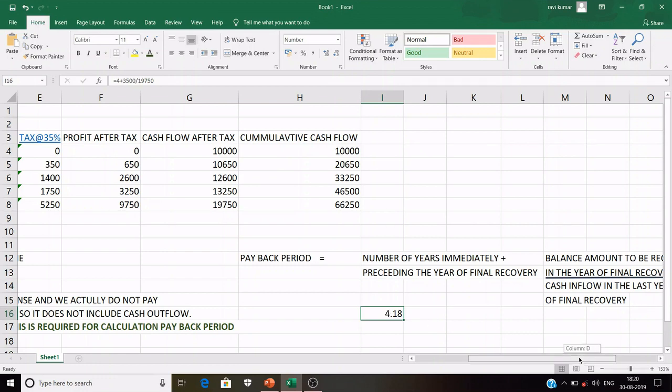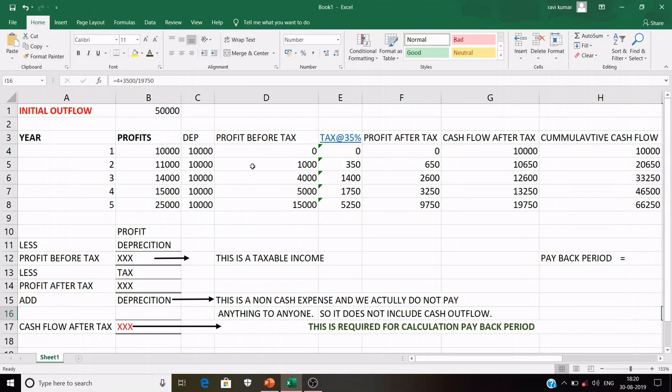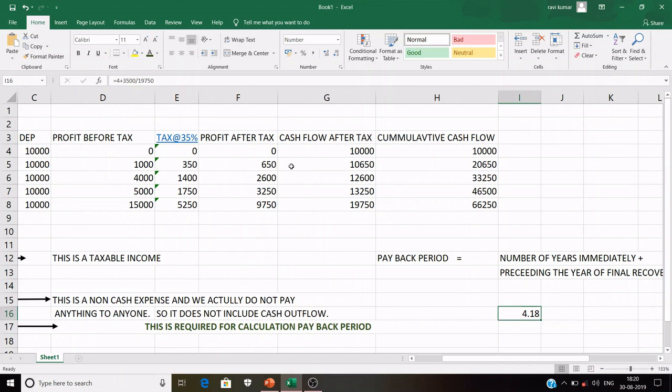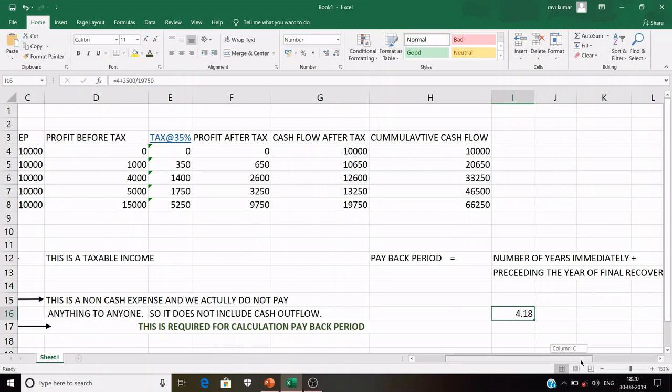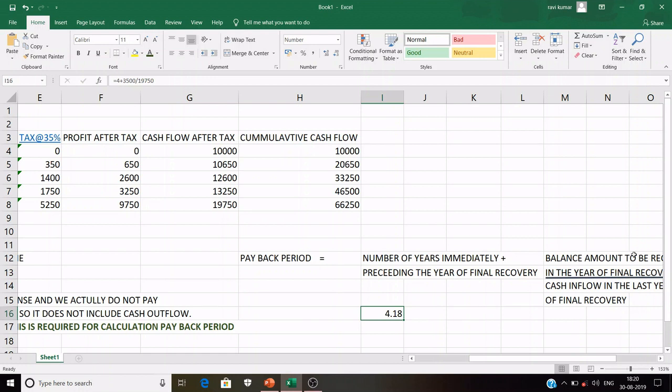So I hope you have understood this question, that in this question we had profit, and because we cannot calculate payback period through profit, that's why I calculated cash flow after tax through this method. Like first of all deduct depreciation, then tax, then add depreciation again, then you get cash flow after tax. So I follow the whole process, that I get cash flow after tax, then again I calculate cumulative cash flows, then I use this formula of number of years and balance amount and cash inflow. Then I get 4.18 years.